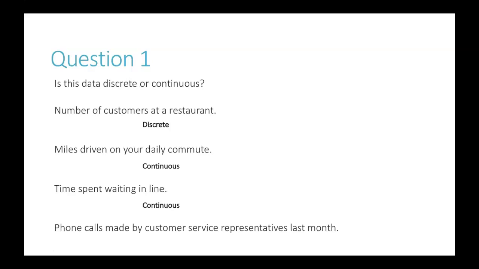And then phone calls made by customer service representatives last month. Well, can someone make half of a phone call? No. So the number of phone calls is discrete, just like the number of customers, right? So if something is a definite number, it's discrete. If it can be any possible number, then it's going to be continuous.